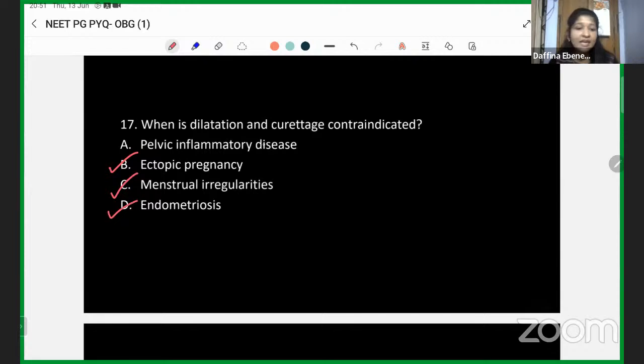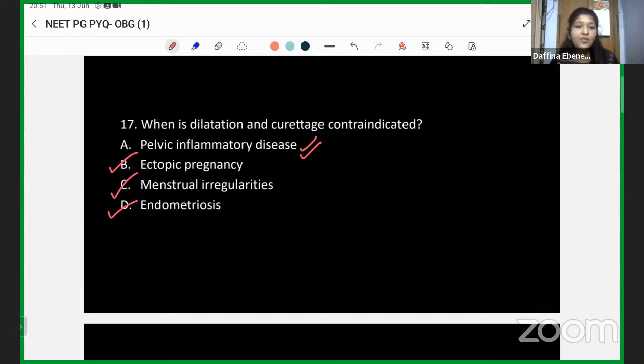What is the contraindication for doing DNC? It's any form of pelvic inflammatory disease. Any form of ascending genital tract infection is where you will not do a DNC. But this is only a relative term that you can use, that it is contraindicated in PID. Of course, it's contraindicated in PID. But if there is a septic abortion that is causing pyometra and that is leading to pelvic inflammatory disease, then you have to go ahead with a DNC only.